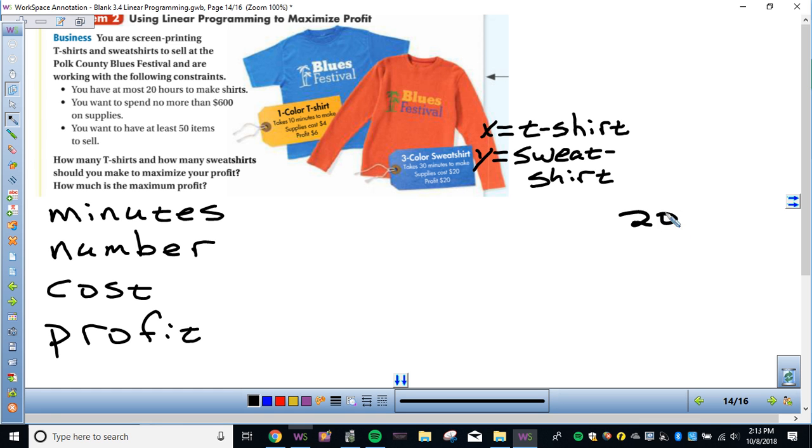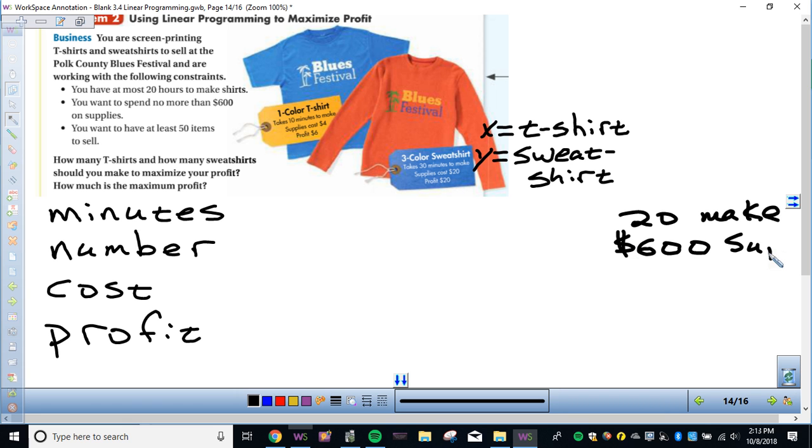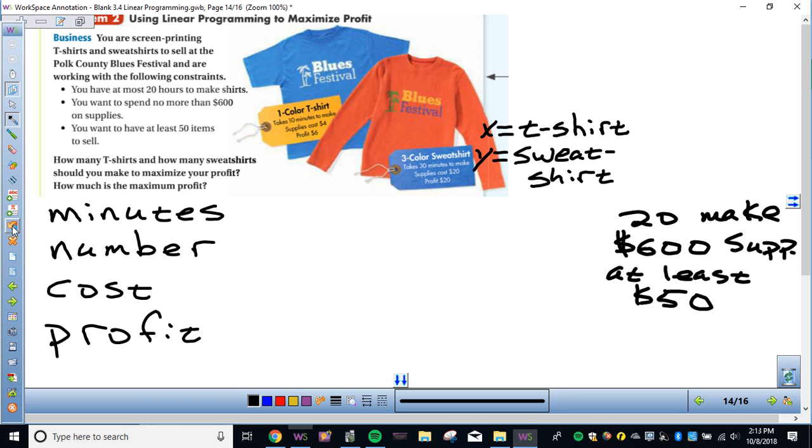So 20 hours to make t-shirts. You want to sell, or you have $600 for supplies. You want at least 50 items. You want to sell at least a combo of 50, not dollars, a combo of 50 t-shirts and or sweatshirts. Could be all t-shirts, all sweatshirts, just kind of depends.